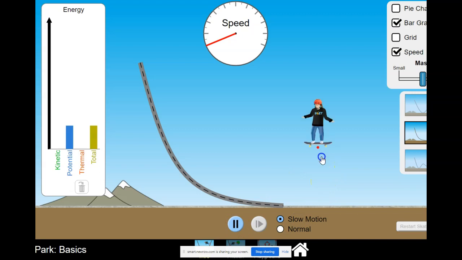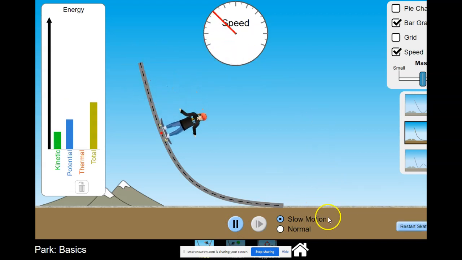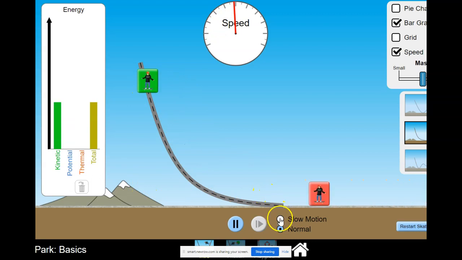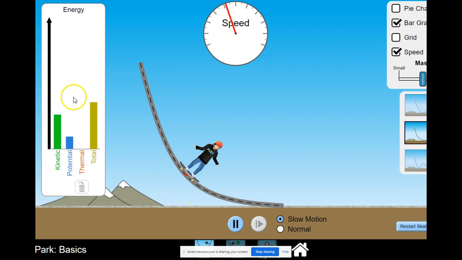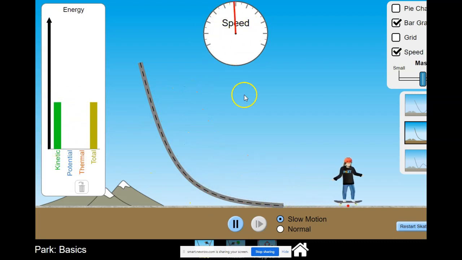All right, so let's go ahead. I'm going to drop the skater up here and just let them do what they do. Again, I could do it normally, so I'll show you the normal speed. And now let's see it in slow motion. You can see that something's going on with the energy here, something's going on with the speed here.